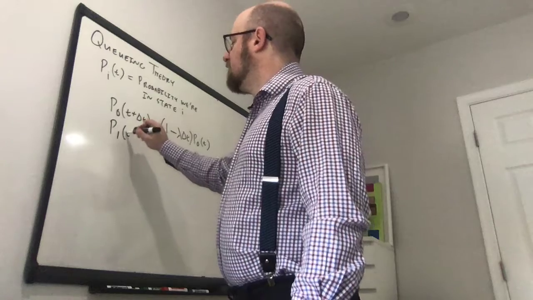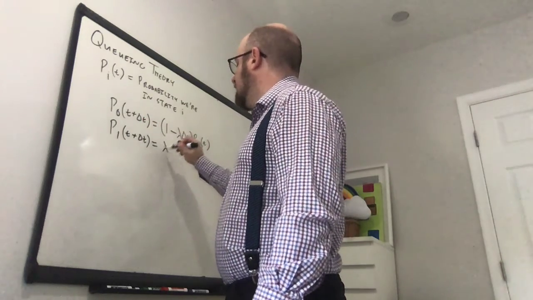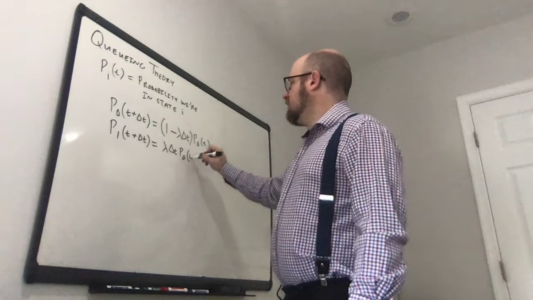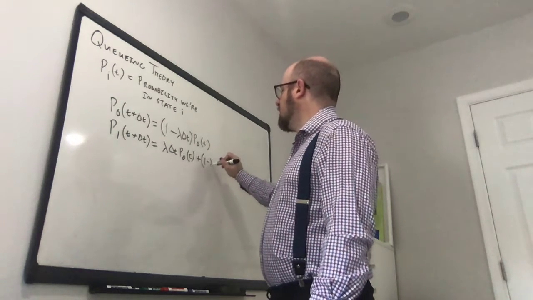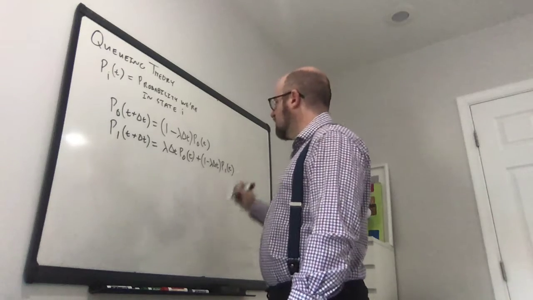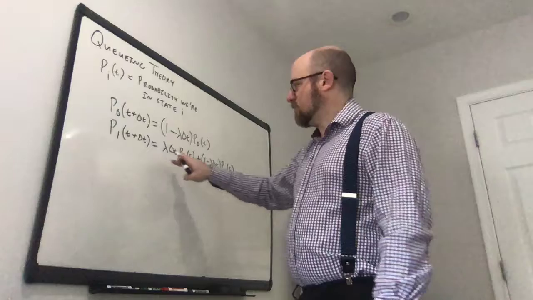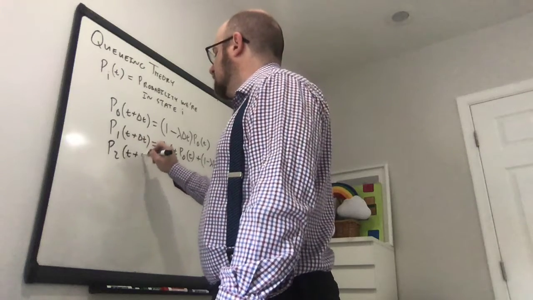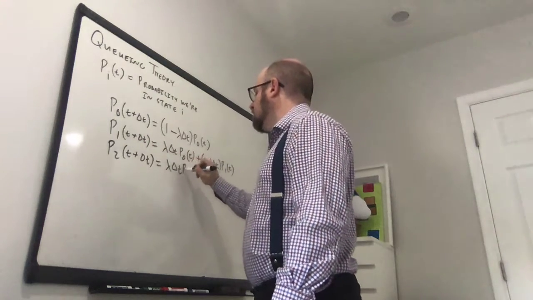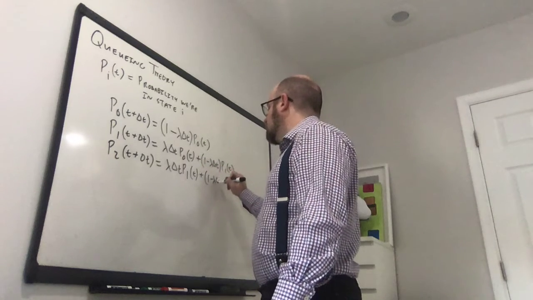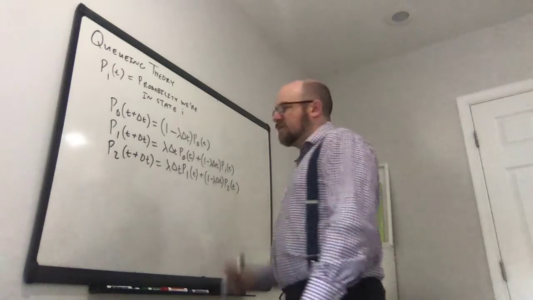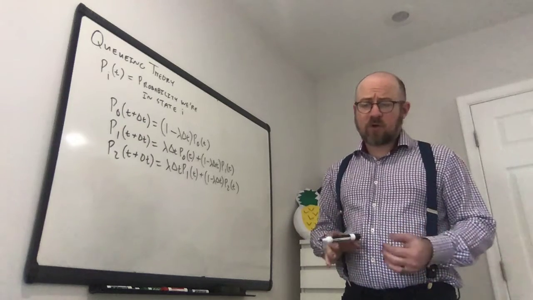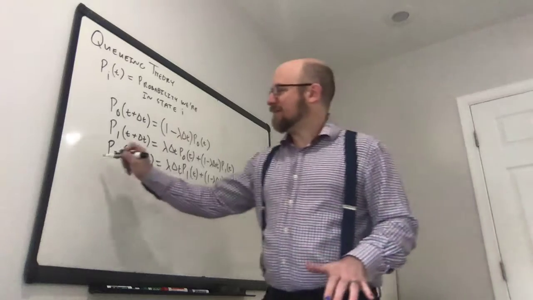P sub 1 of t plus delta t, a little bit more complicated. It's lambda delta t times p sub 0 of t plus 1 minus lambda delta t times p sub 1 of t. P sub 2 is going to look very similar, but with p sub 1 here and p sub 2 here. P sub 2 of t plus delta t is lambda delta t times p sub 1 of t plus 1 minus lambda delta t times p sub 2 of t. And so you can keep building up these equations, and you can solve them into differential equations just like we did before. We're not going to do that. Don't worry about it because these are a little bit more complicated.